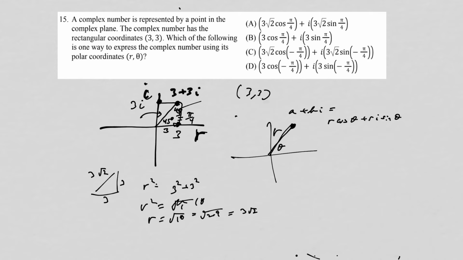So this 3 plus 3i can be written as 3 root 2 cosine pi over 4 plus 3 root 2 i sine pi over 4, which you could move the pi out a little bit, and either way you get choice C. Well, did the best I could to do that one in a short period of time.